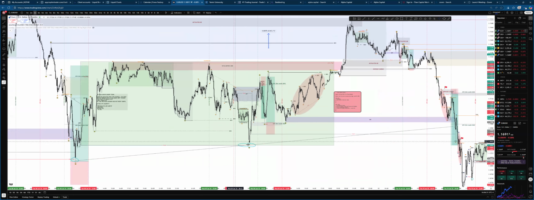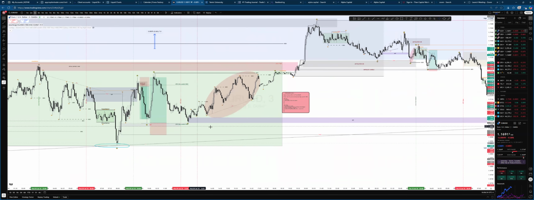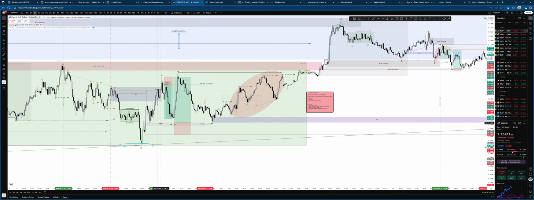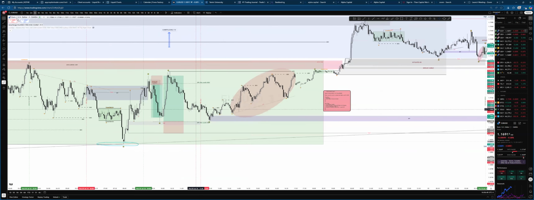So what am I doing? I'm waiting for price to come to my entry here. There's a gap imbalance. There's an OB here. I'm waiting for something to happen. So what did I do? I went to the 1 minute.